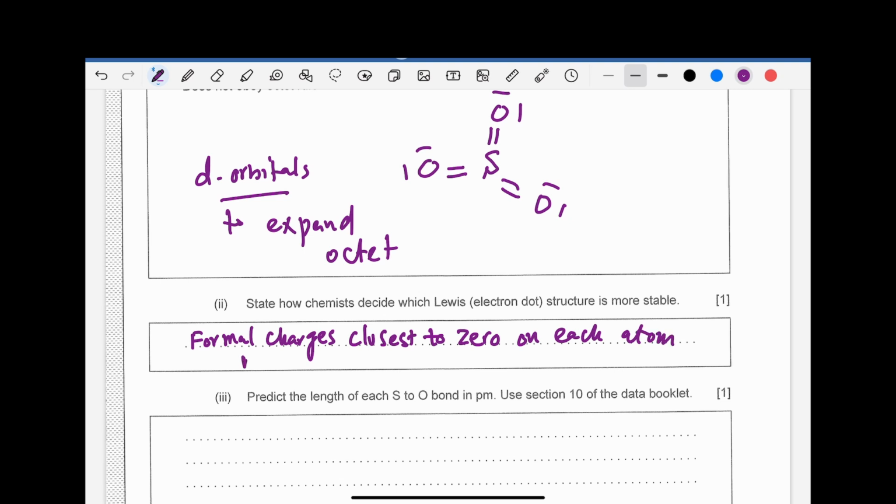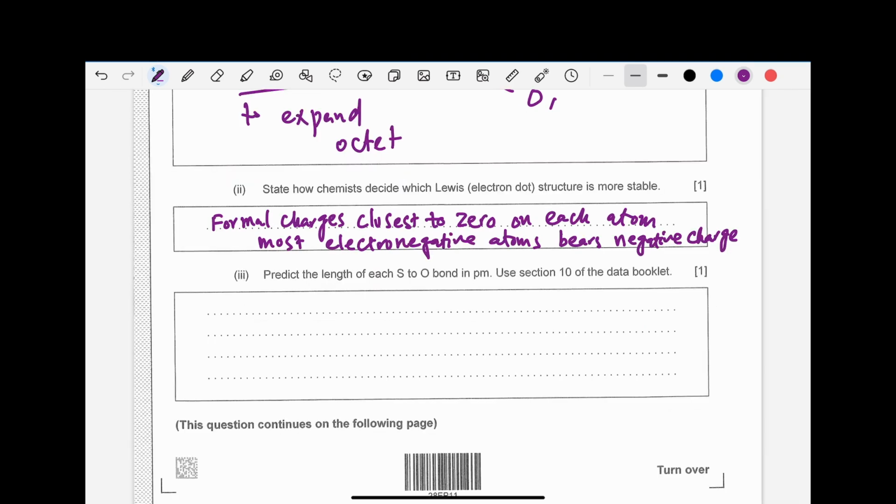The most electronegative atom bears the negative charge, in case we have to assign a negative charge. Predict the length of each sulfur to oxygen bond in pm. Use section 10 of the data booklet.